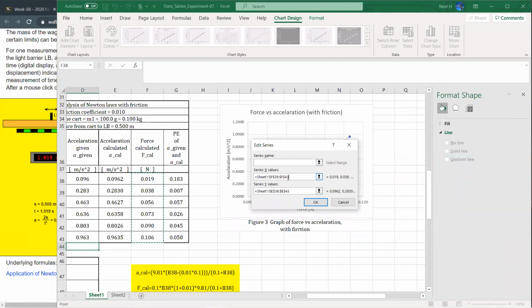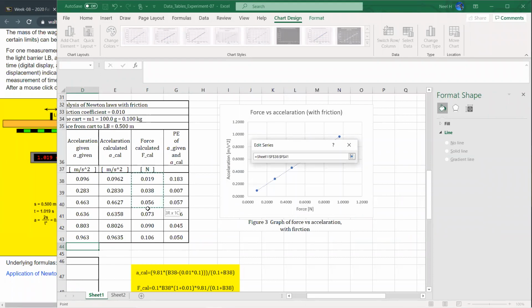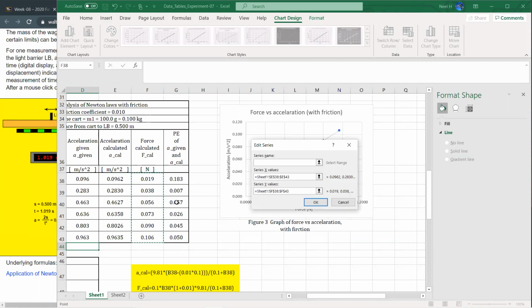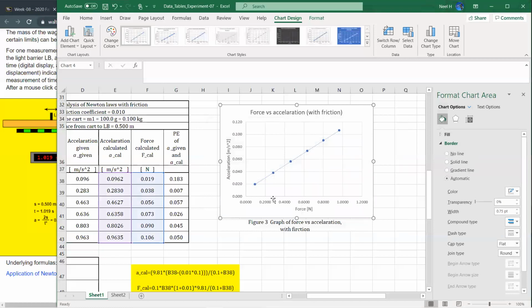Then delete everything on X, and the next should be the calculated acceleration here. And then Y should be calculated force here. Calculated acceleration column is E number 38 to 43. Calculated force is F number 38 to 43. Then click OK. Click OK again. Now axes are corrected, but I still want to change this name, right? Now this should be acceleration on the x-axis. Please correct that, okay?